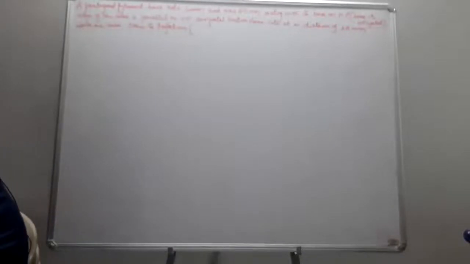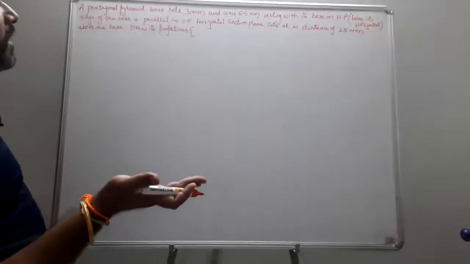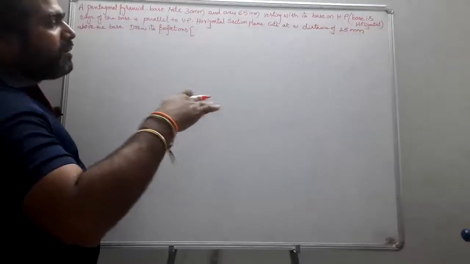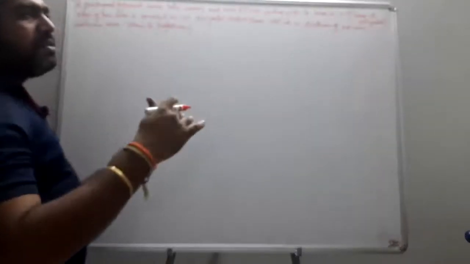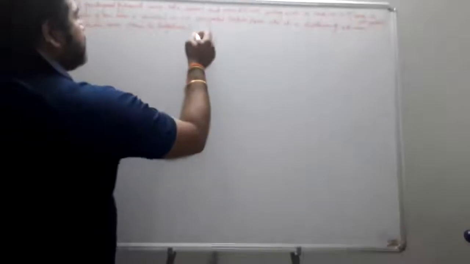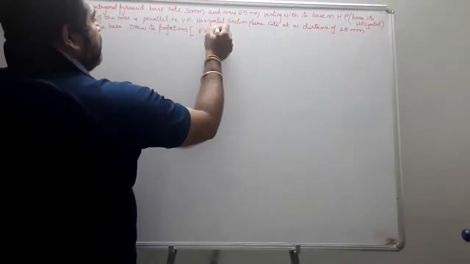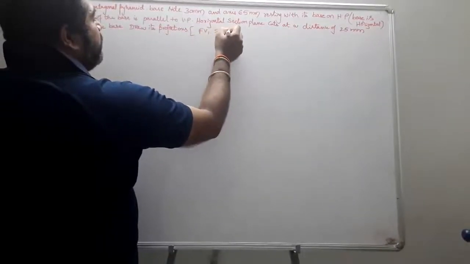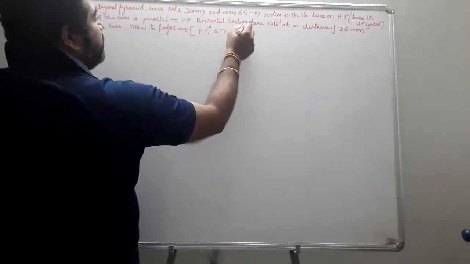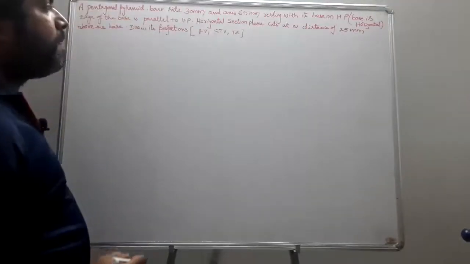What do the projections mean? Here the base is resting on HP, so the cutting plane should be parallel to its base. The front view is to be obtained as a simple front view, then a sectional top view and the true shape. These are to be obtained.